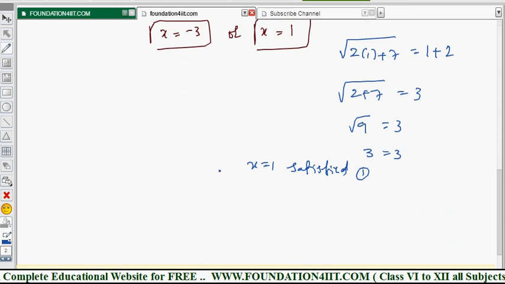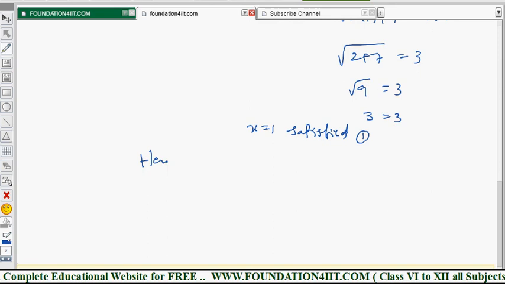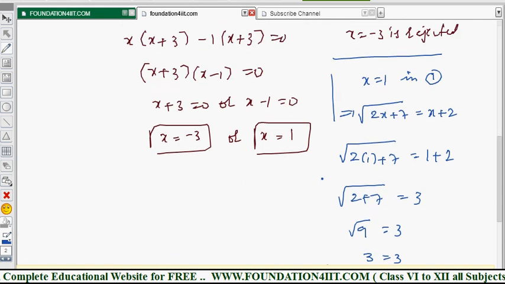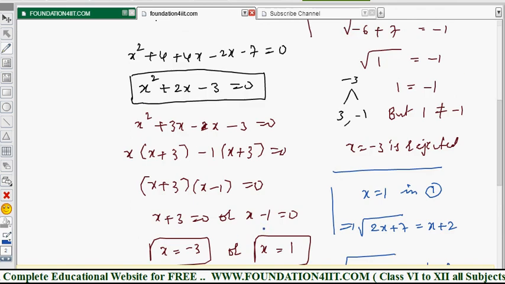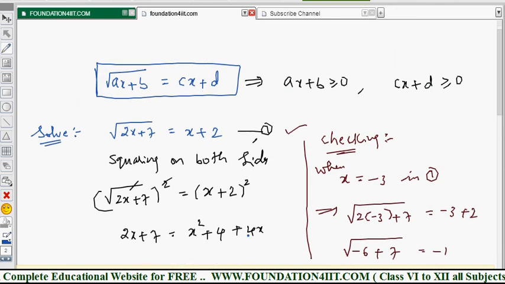That means here is the solution set. We got 2 answers, but the solution set has only 1 among these 2, which is x equal to 1, not minus 3. This is compulsory in this method, you should remember. Once you get the values, you don't stop the problem. If one side of the question is a square root and the other side has none, by checking we need to confirm which is the extraneous value, and we should reject it. So you can follow this method.